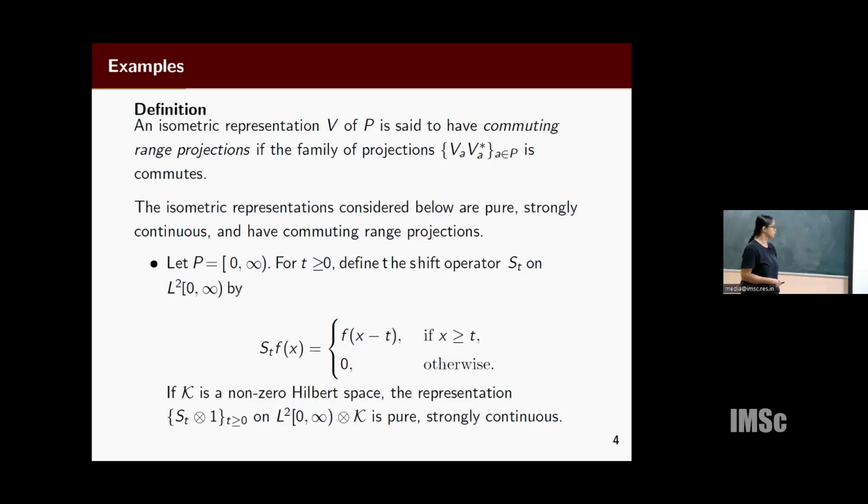If P is one parametric, meaning P is the semigroup of non-negative real numbers, we define the shift operator S_t for each t greater than or equal to 0. We define S_t on L2(0, infinity) by (S_t f)(x), which just shifts the function by t to the left. So we define it by f(x minus t) if x is greater than or equal to t, and 0 otherwise. We can also consider a Hilbert space K, and we can look at S_t tensor 1 on L2(0, infinity) tensor K.